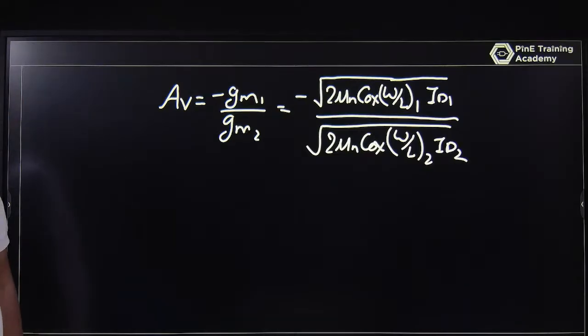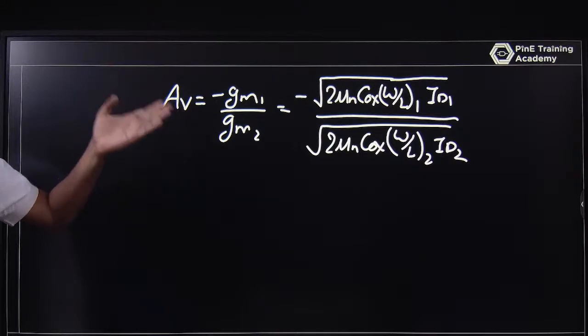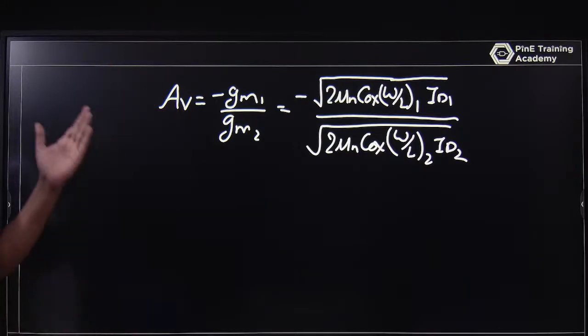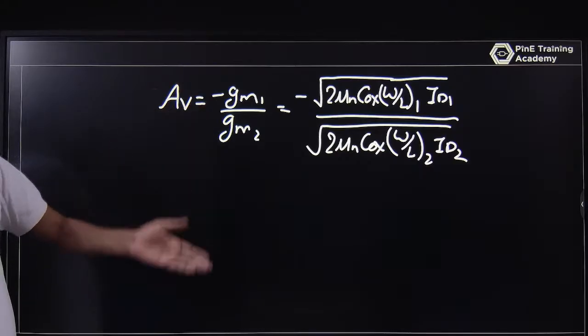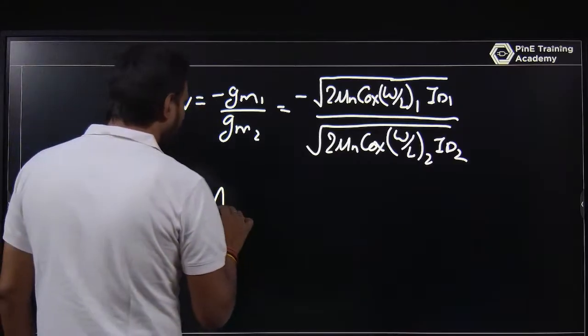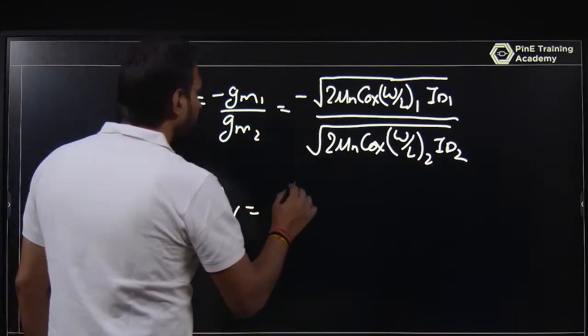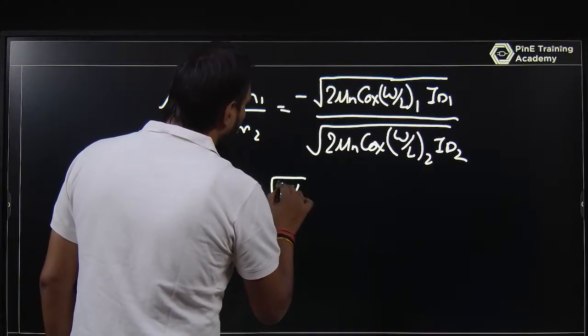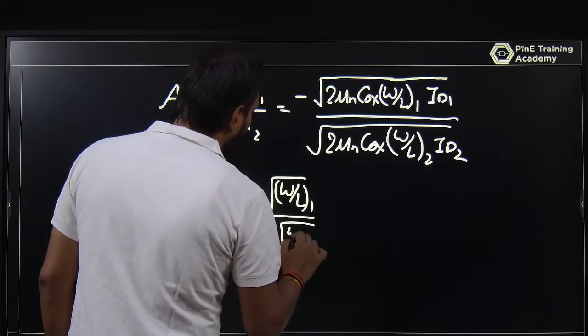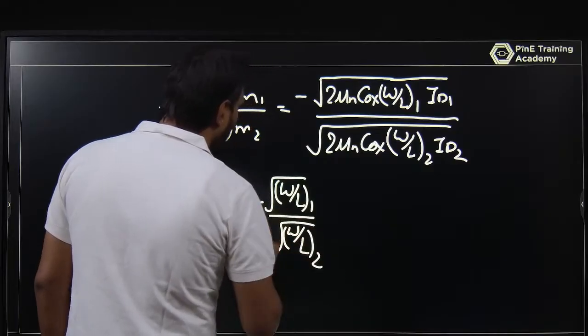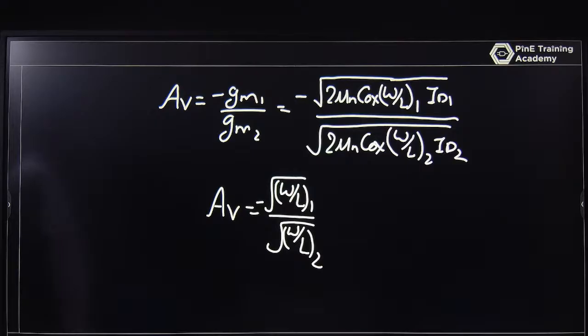This is the way you can understand that the gain changes. You can make both MOSFETs have the same current, the same mobility, the same oxide capacitance, so the gain will depend on W by L of 1 and W by L of 2. Because they are in series, ID1 is equal to ID2, so you can say that Av is W by L of 1 upon W by L of 2. It depends on the width and length of the MOSFET.